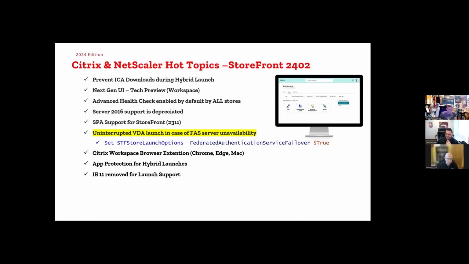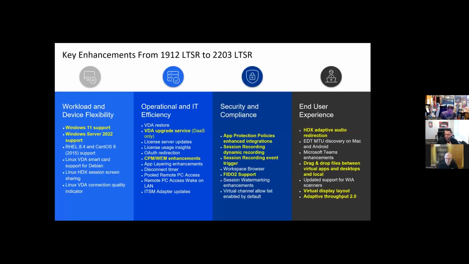On the Storefront side, just touching on a couple of these. The big highlights, honestly, Storefront didn't change too much, but there are a couple of big ones. Obviously on the UI, but probably one of the bigger ones here is the uninterrupted VDA launch, right? So basically, if FAS was down, you'd have an outage. And so there is now a PowerShell command that allows you to still launch with traditional Active Directory authentication if you do have an outage in your environment. So that's a big one, as well as app protection for hybrid launches, and then advanced health check, which we've been doing for years, is now enabled by default.